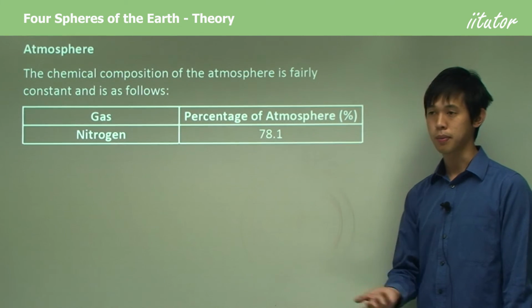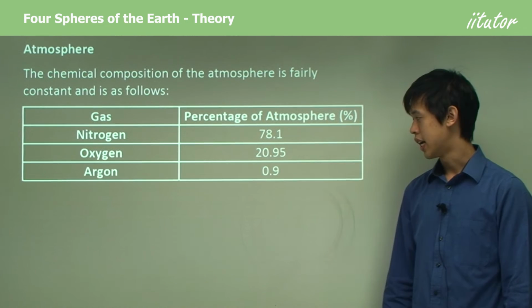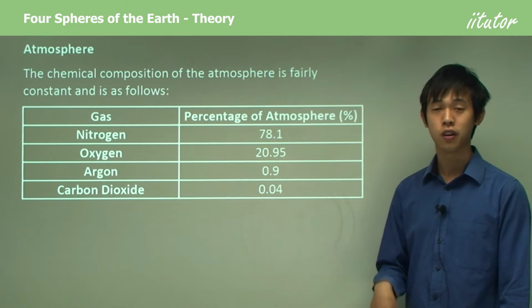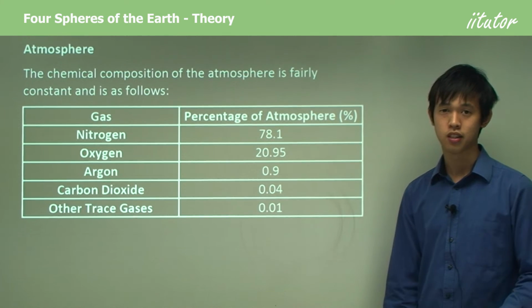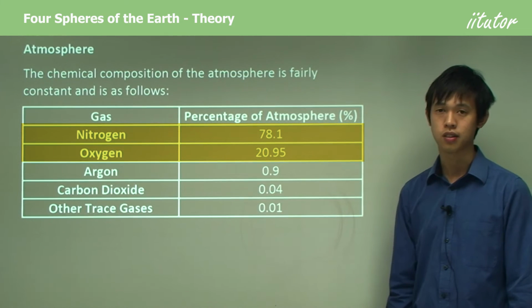So nitrogen makes up the most, about 78.1%. Oxygen is almost 21%. Argon is 0.9 of a percent. Carbon dioxide is 0.04 of a percent. And the remaining part is just 0.01% of whatever else is there. Helium, hydrogen, and other trace gases. So very, very little of other gases. Main ones are nitrogen and oxygen.